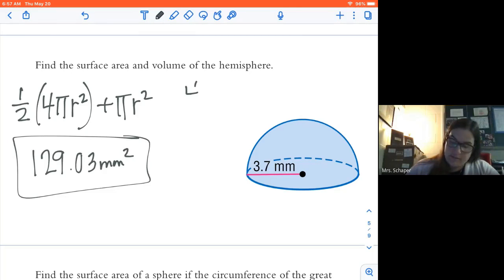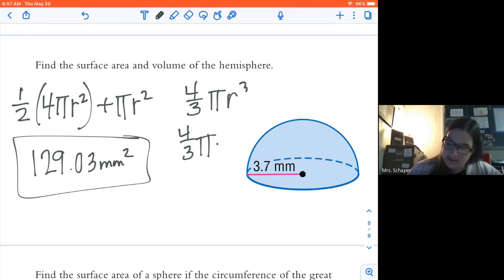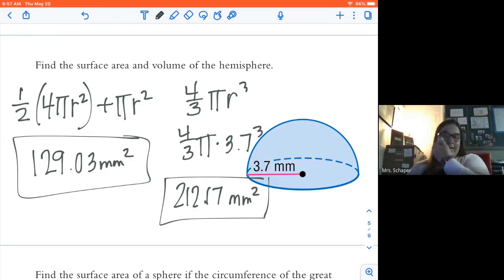Then we're going to be looking at the volume. The volume is 4/3 pi times radius cubed. So 4/3 times pi times radius cubed gives 212.17 millimeters squared. Okay, millimeters squared.